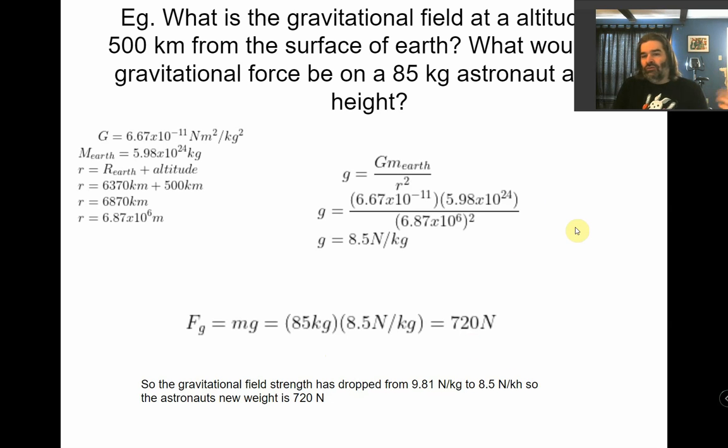So why is this useful? Well, if we find the field, then I don't need to use that giant equation for every astronaut. I just multiply that field strength by the astronaut, by the ship, by whatever I have in space. So it's a lot easier to find the forces.